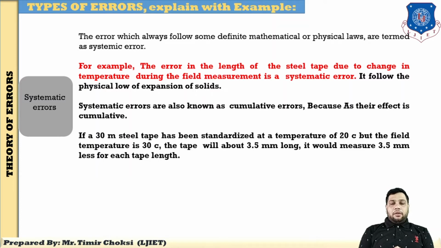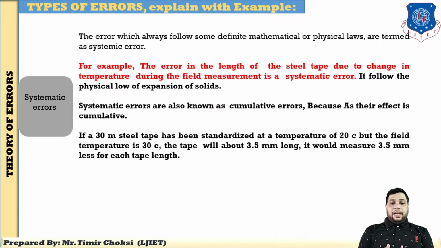Like, the observer takes a steel tape to a field. The tape is designed in a laboratory, standardized at a temperature of 20 degrees Celsius, but the observer takes the steel tape to a field where the temperature is more than 20 degrees Celsius, like 30 to 45 degrees Celsius. So the steel tape expands because it follows the physical law of expansion of solids. So this type of error develops in a quantity while taking the field measurement, so it's called the systematic error.